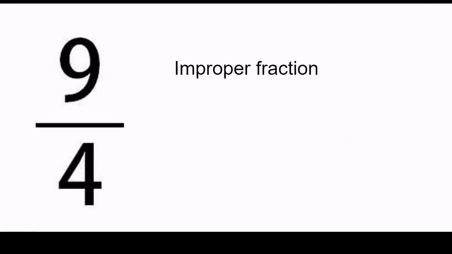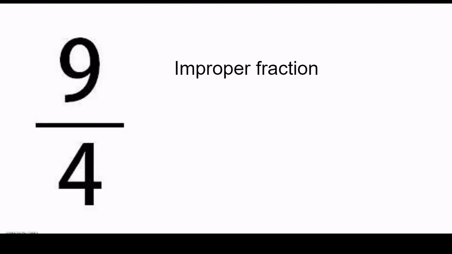Now let's look at improper fractions. An improper fraction is just like a normal fraction, except the numerator is bigger than the denominator. So as we can see, 9 is bigger than 4. So 9 over 4 is an improper fraction.